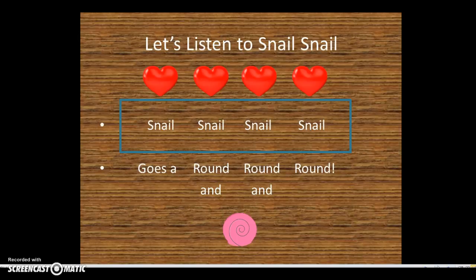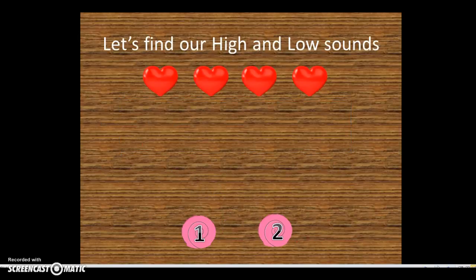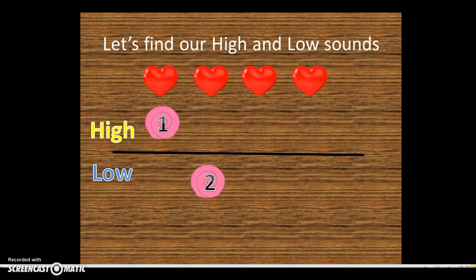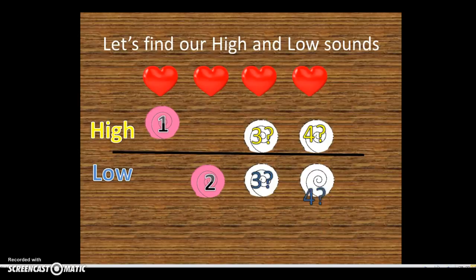We have gone over the first 2. With our 4 heartbeats in our high and low line, we have heard the first 2 snails, where they're high and low. So your job is to figure out beats 3 and 4. So the entire thing would sound like this. Snail, snail, snail is 3, snail is 4.